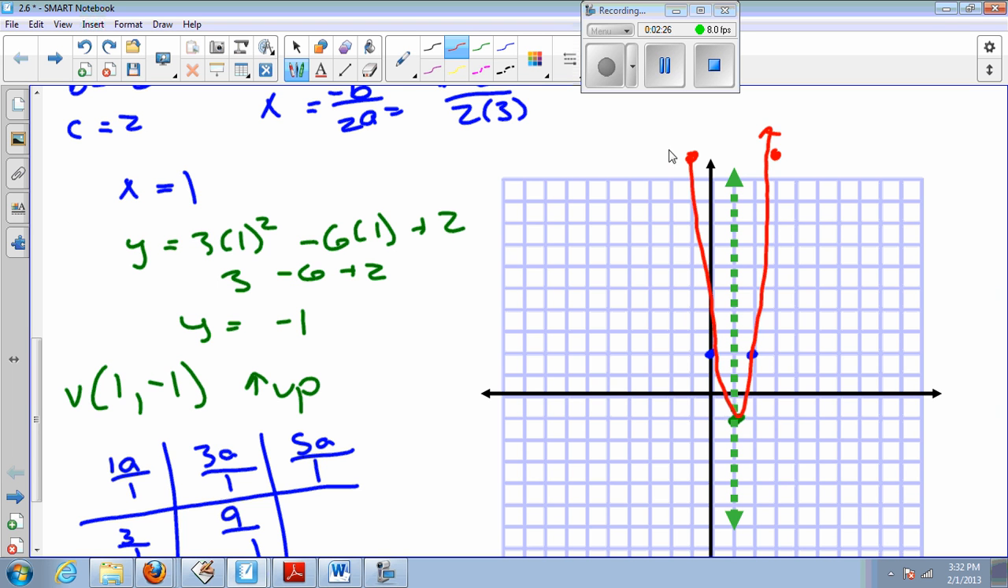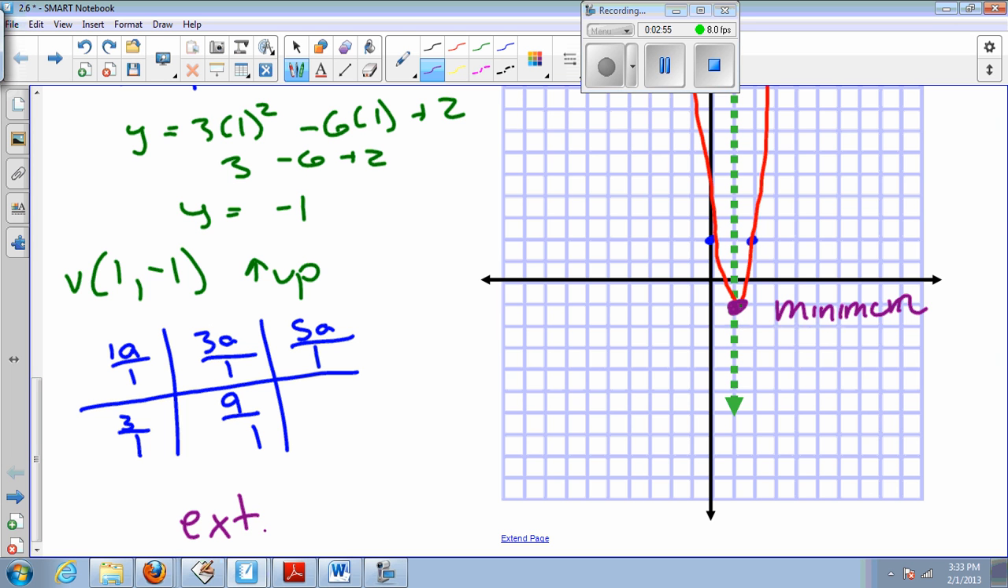So when looking for an extreme value, we're looking for either the highest point or the lowest point. Well, the highest point, the graph of the parabola is going to keep going. So there is no highest point, but there is a lowest point. And on parabolas, it occurs at the vertex. Lowest point is also called the minimum. So the extreme value in this case is a minimum, and it occurs at the vertex 1, negative 1.